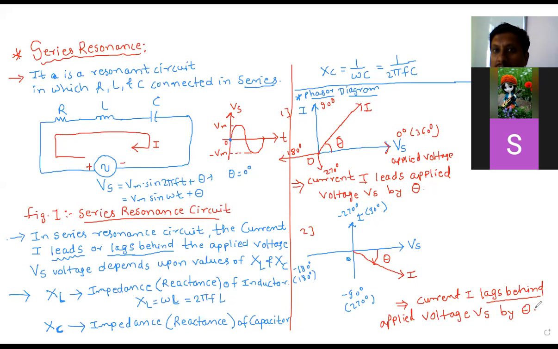So if any questions will be there in your mind, any doubt will be there, you can freely ask. So one more possibility will be there. So what is that? Yes, the current leads by angle theta with respect to Vs. The current I lags behind the applied voltage Vs by theta. But one more condition, one more case will be there. What is that?